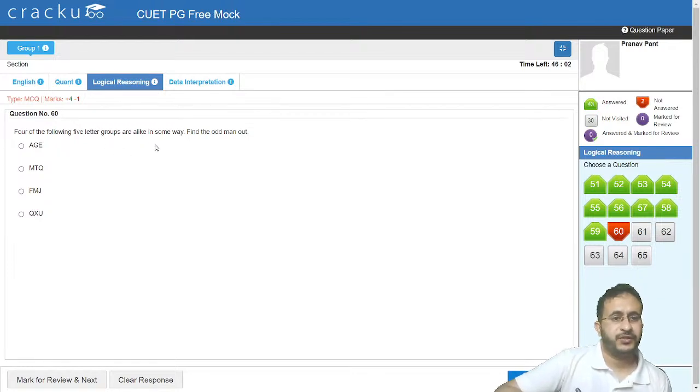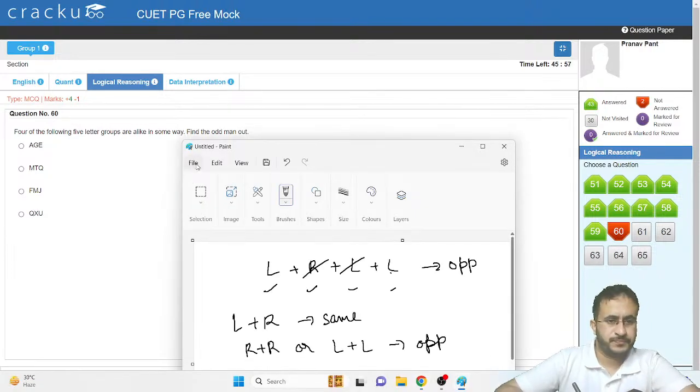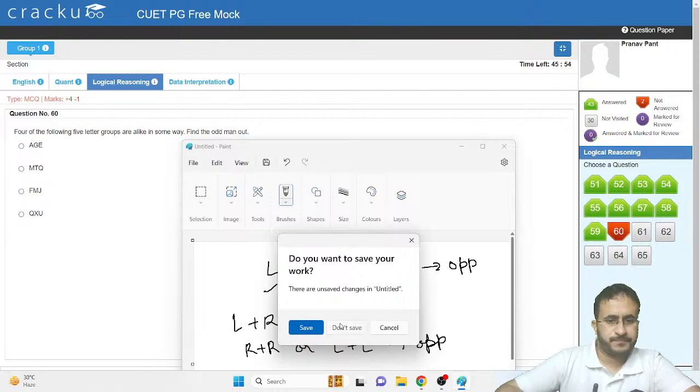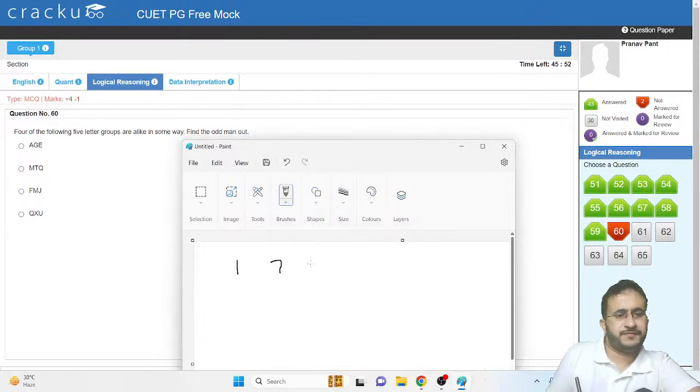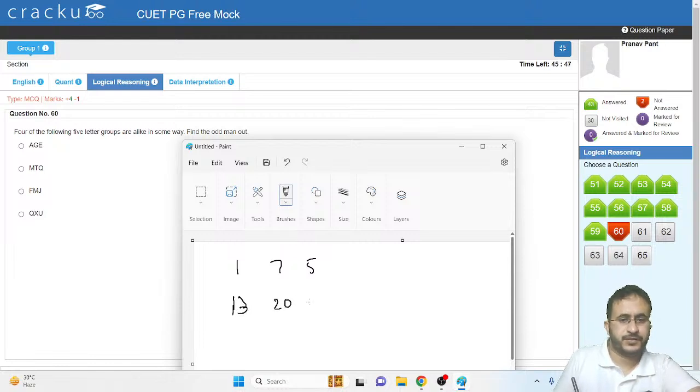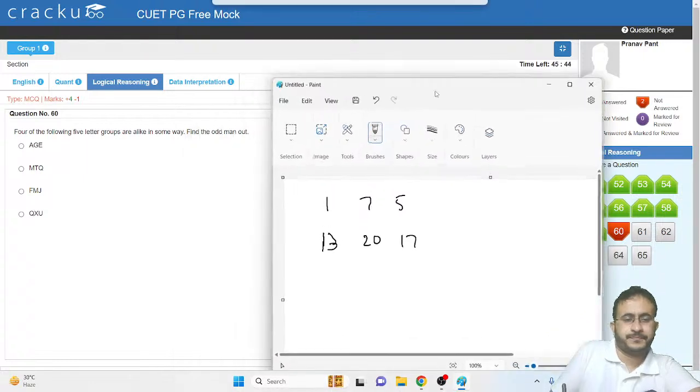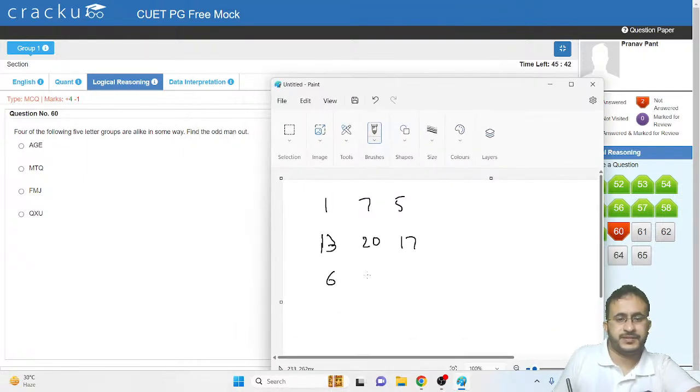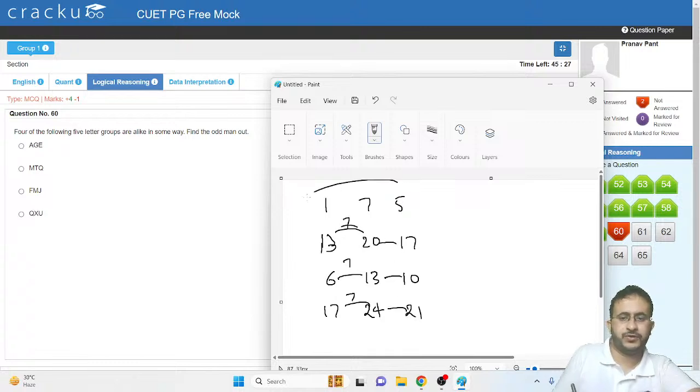Alike in some way, find the odd one out. H E M T Q F M J Q X U. Okay, let's see this. HE is 85, so 175. MTQ is 13 20 17. Q is 17. FMJ is 6 13 10, and J is 10. Right, then you have 17, 24, and this is 21. So if you see, there is a difference of 7 7 7. Okay, and there is a difference of 3 3 3. Okay, so this is the odd one out.